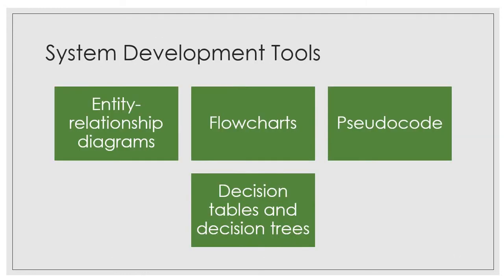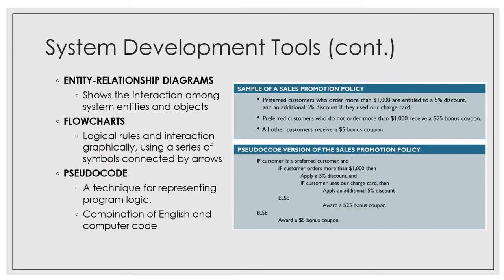Okay, the next part, we go to the system development tools. So basically, listed under the system development tools, we have the ER diagrams, which you have already learned last semester during the ITS 232 subject. And then you have the flowchart, you have the pseudocode, and finally the decision tables and also the decision trees.